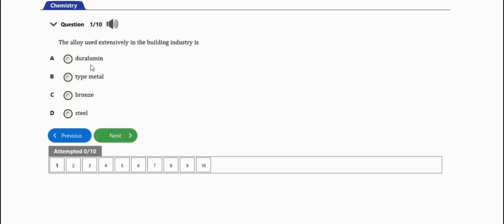we have aluminum, brass, bronze, steel. So the right answer is option D, steel. Very important, guys. Next repeated question is this one.